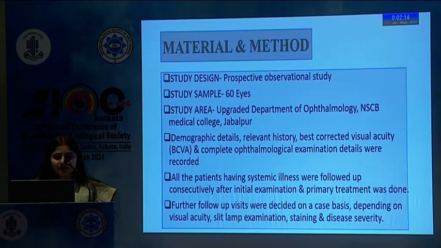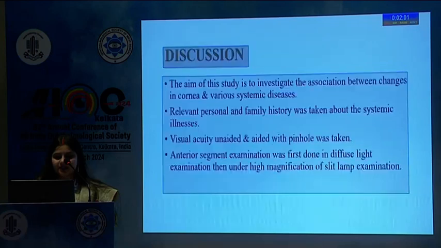All the patients having systemic illness were followed up consecutively after initial examination and primary treatment was done. Further follow-up visits were decided on the case basis depending on the visual acuity, slit lamp examination, staining, and disease severity. The aim of this study is to investigate the association between changes in cornea and various systemic diseases.